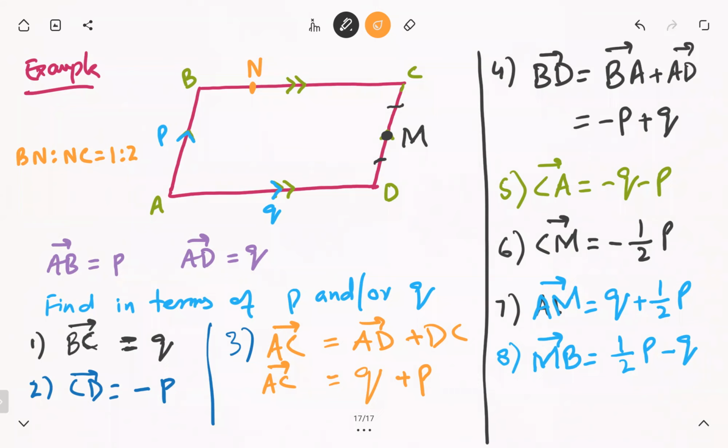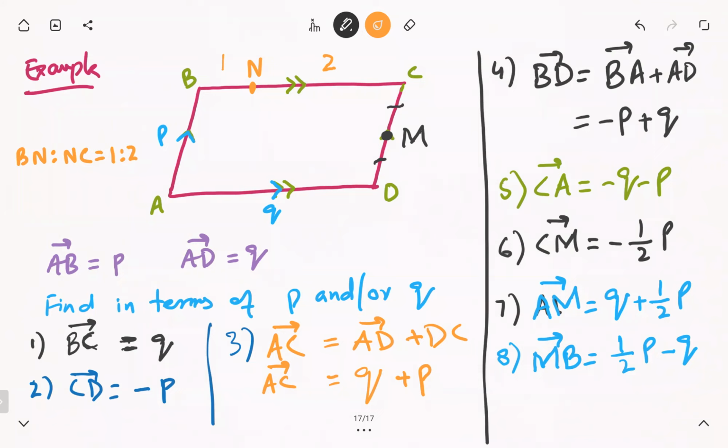So the ratio is 1:2. I am writing the ratio here. If I write 1 here and 2 here, it doesn't mean that 1 is the length and 2 is the length. It's simply the ratio. It is telling that if BN is 1, then NC would be 2. And what will the full BC vector be then? 3.